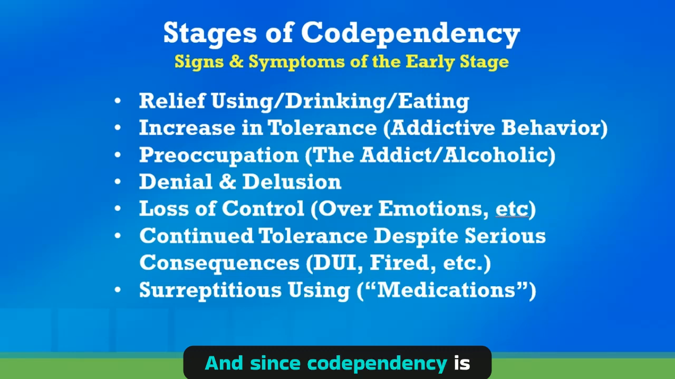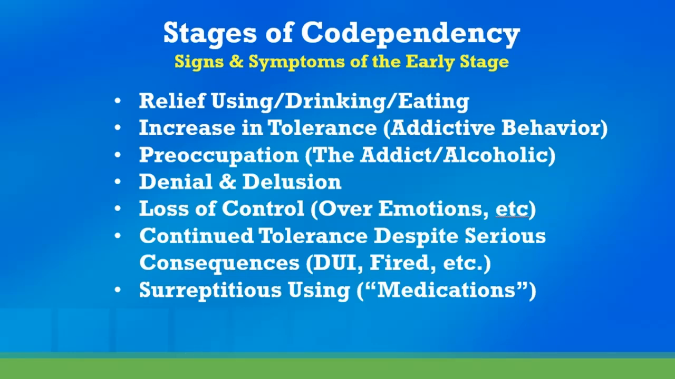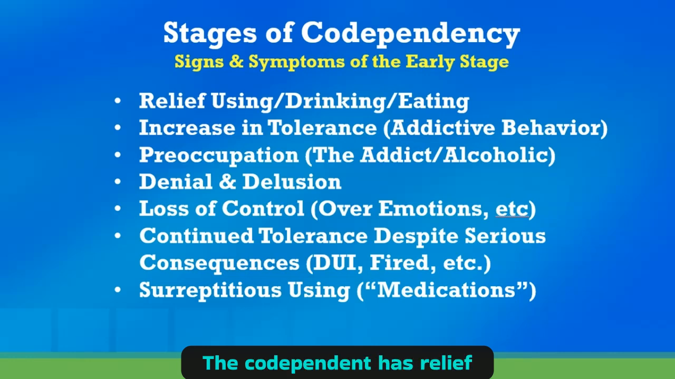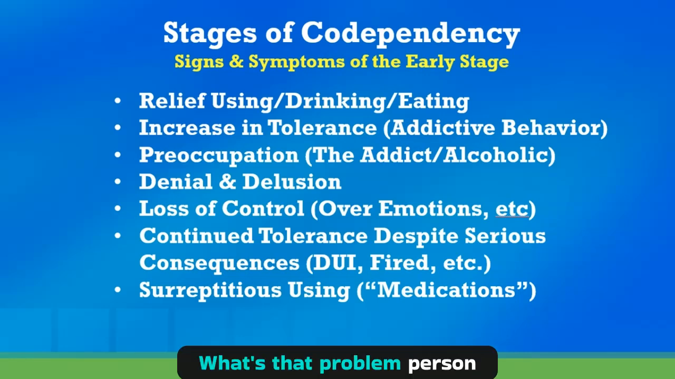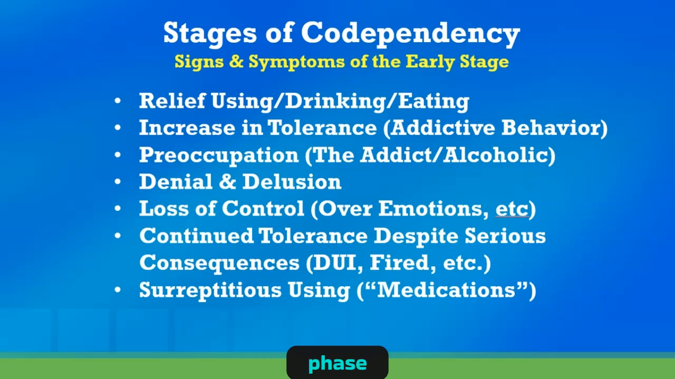And since codependency is an addiction, it's a parallel disease process. The codependent has relief using and drinking. Maybe they're eating for relief, or using medications for relief, or even drinking a little bit for relief. There's an increase in tolerance for the addictive behavior of the problem person. There's a preoccupation. What's that problem person doing now? It's lunchtime. I wonder where they're at. There's denial and delusion. This is just a phase. If I just help him along, he'll be okay.